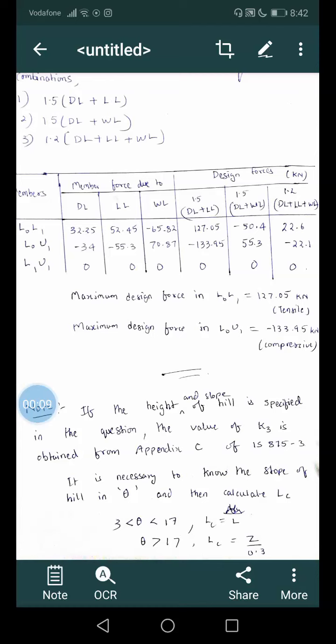Good morning. So, the next topic you are going to deal with is how to calculate the value of K3 when the height and slope of the hill is specified. So, that is a different part. Actually, the value of K3 for such cases is obtained from Appendix C of IS 875 Part 3. Okay, so let us go to that Appendix C.